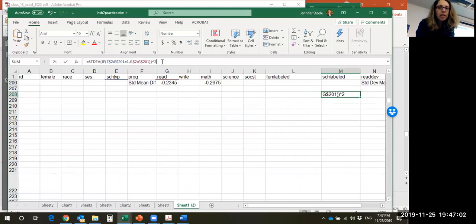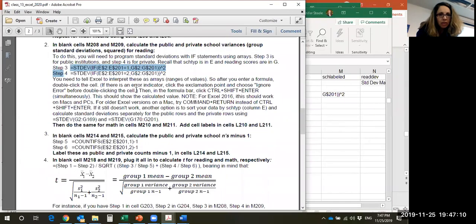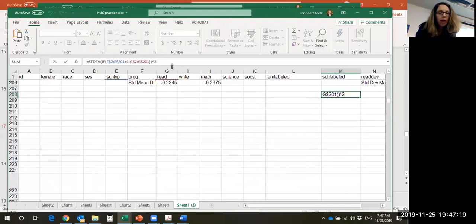So what I do is I go to the formula bar up here, and I think I click, let's see, what does it say to click? Control Shift Enter, or if you're on a Mac, try Command Return. So I'm going to try Control Shift Enter while I'm in the formula bar. Control Shift Enter, and it worked.